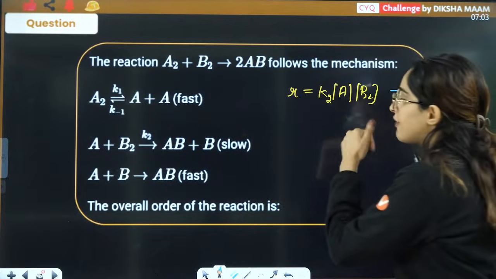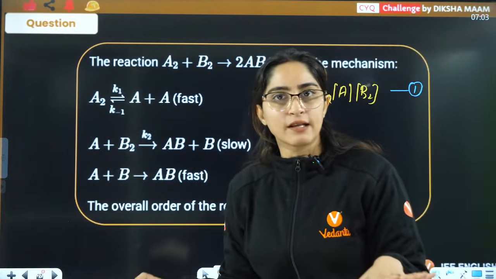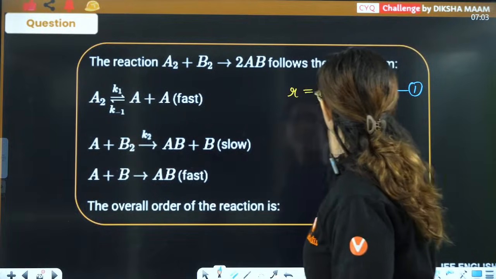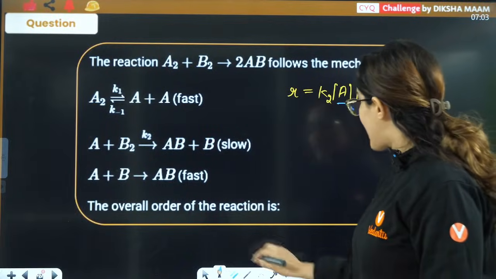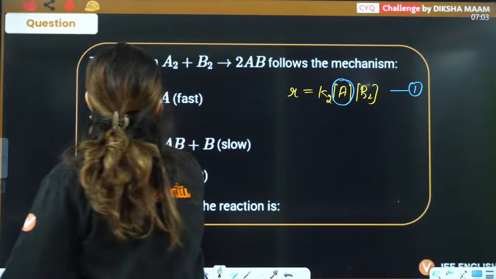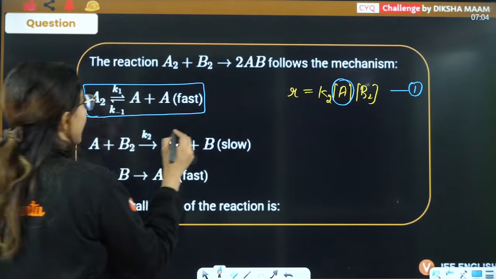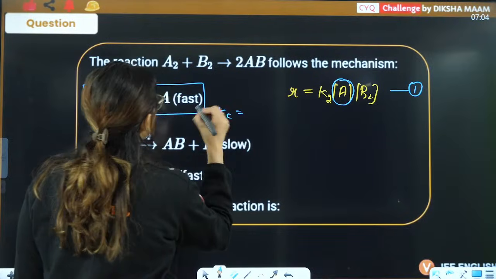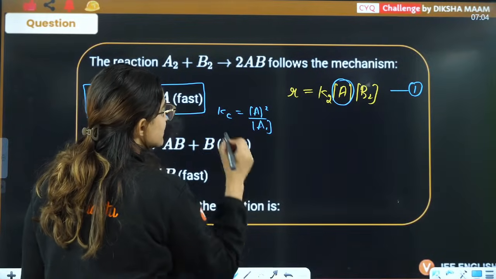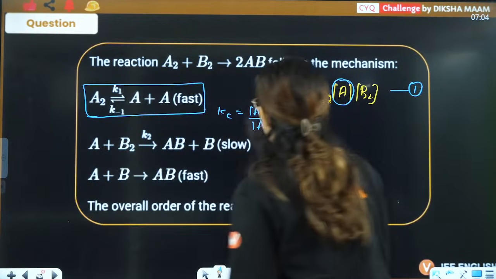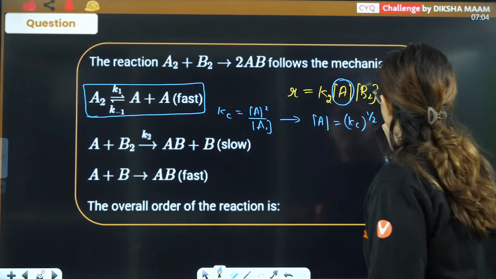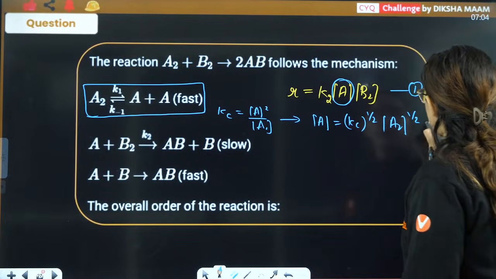Now, the intermediate will never be there in the rate law equation, so you have to replace the intermediate here. Intermediate, that means out of this A and B2, which is not there in the overall reaction. A is not there in the overall reaction, so this is the intermediate. So here you will calculate the value of intermediate from the fast reaction, that is Kc is equal to product, that is A square, by reactant, that is A2. So you can say from here that A is equal to Kc under root and this is A2 under root, right? This is the second equation.